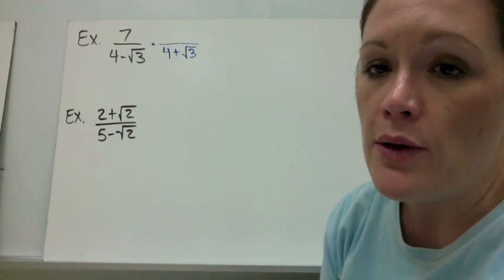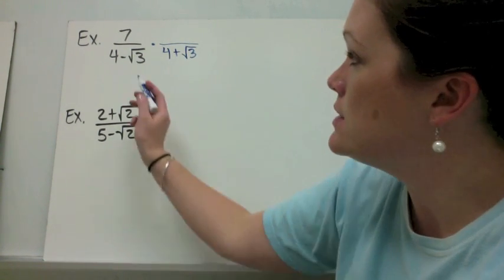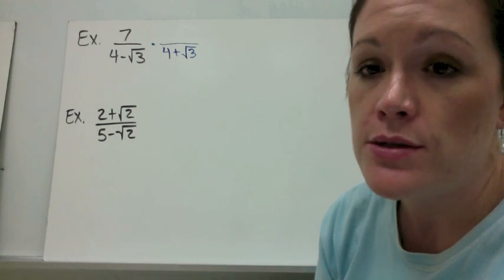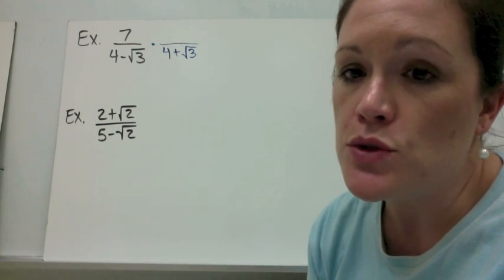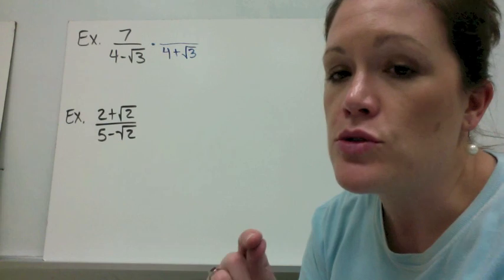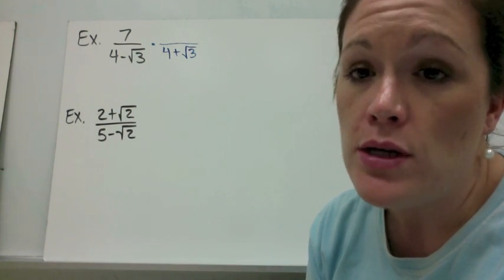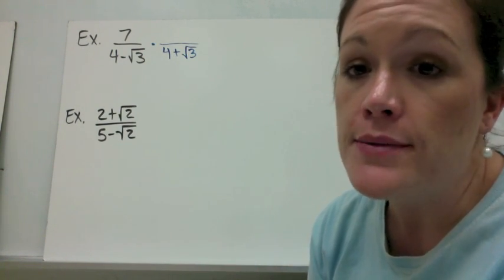The reason why we use the conjugate is because this forms a difference of 2 squares. And we already know that a difference of 2 squares doesn't have that middle term. The middle term will cancel out. And so it helps this radical to go away.